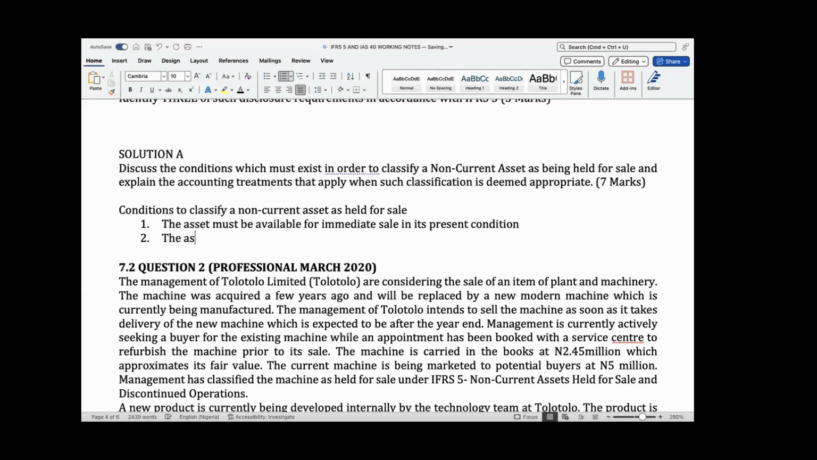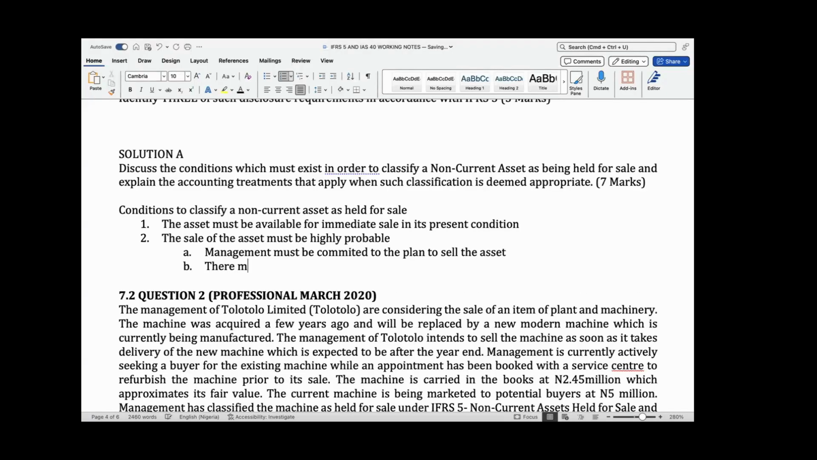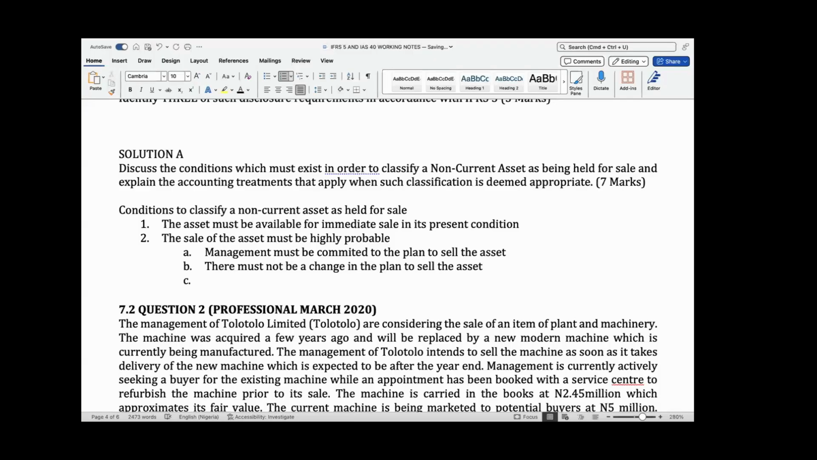Number two is that the sale of the asset must be highly probable, and this means that management must be committed to the plan to sell the asset. There must not be a change in the plan to sell the asset.